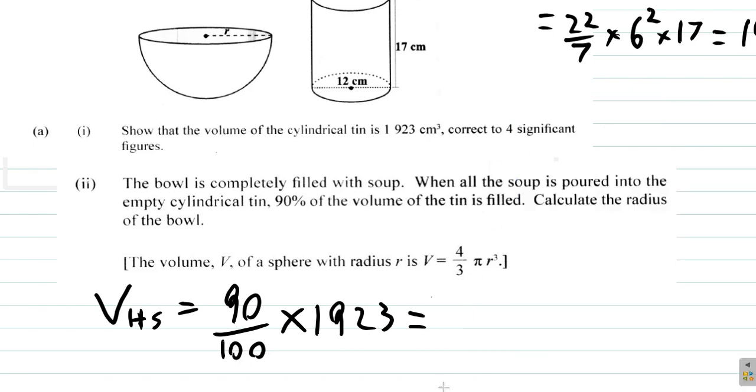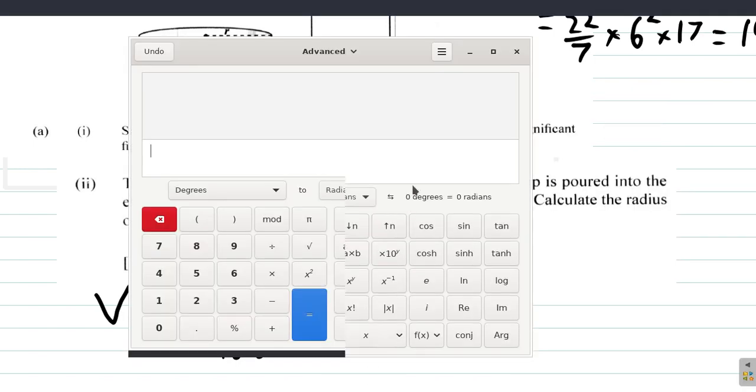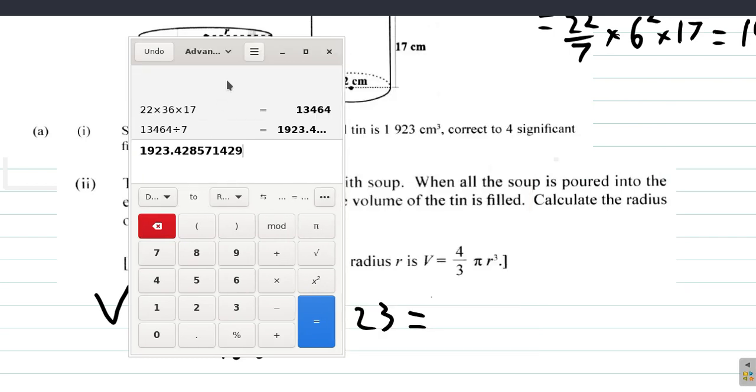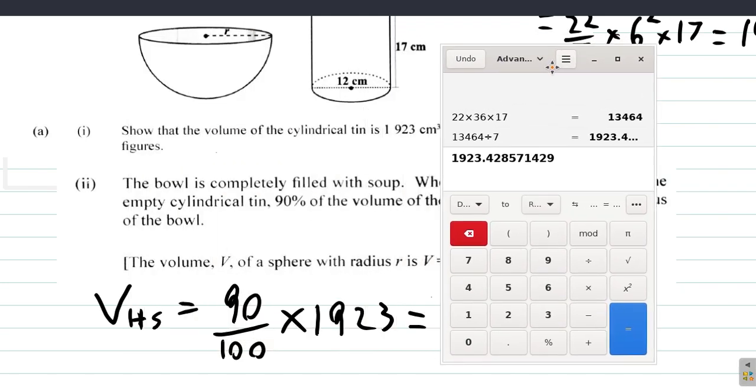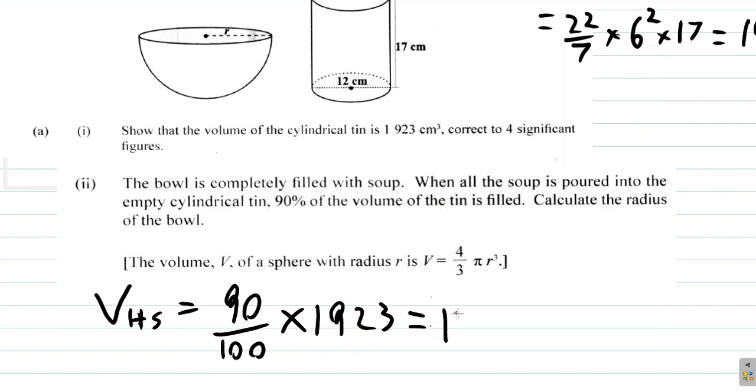Let's go back to our calculator again and calculate this. Okay, we still have the value here. 90% means 0.9. So 0.9 multiplied by this equals 1731. So 1731 centimeter cube would be the volume of the hemisphere, which is 90% of the volume of the cylindrical tin.